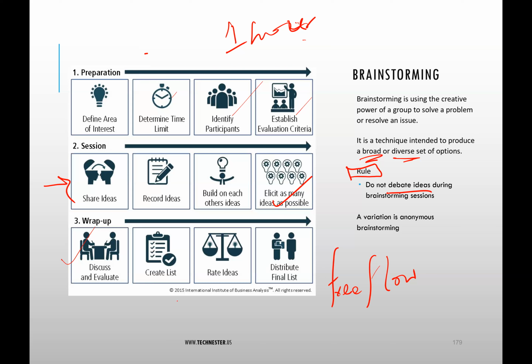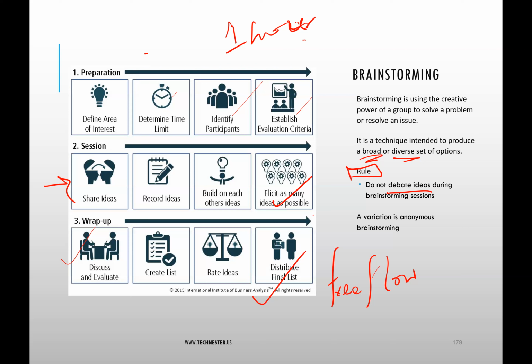So you create a list of the ideas that go with your criteria. Then you rate the ideas. Maybe you can't implement all of them. Use the group to rate the ideas. Which one do we think is the best? Which one should we do first? Which one is second? Which one is third? And all that. Maybe you only need 5. Then you distribute the final list to your stakeholders. So that's how you do brainstorming.